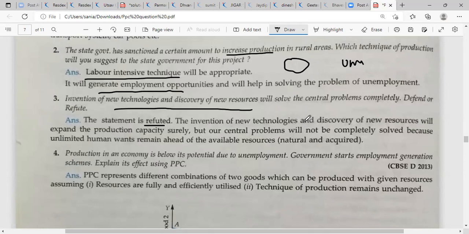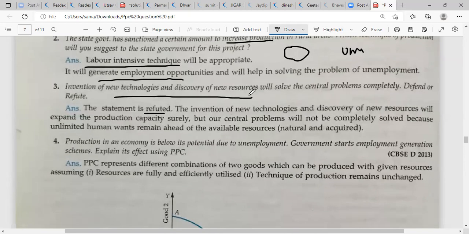You can say that if you introduce new technologies and new resources, that will shift your PPC rightward. So yes, it will. But they are talking about the central problem, that it will solve the central problem completely. So no, nothing like that. It won't be solving the problems completely, right?